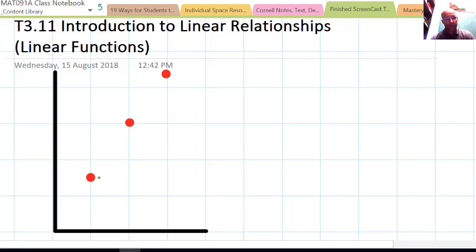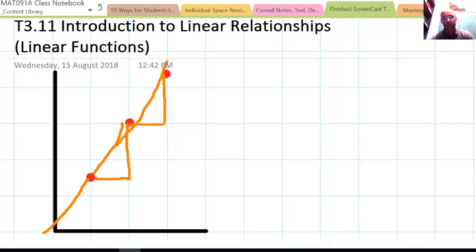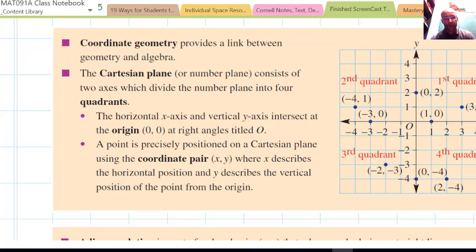So just remember, when we've got this, for a certain distance that way and some other distance that way, if we keep repeating those two distances, the same across and the same up, you'll get a linear relationship. Sometimes they go through 0, 0, sometimes they don't.